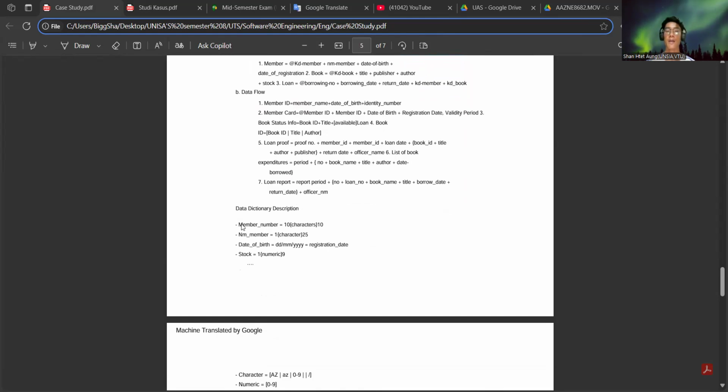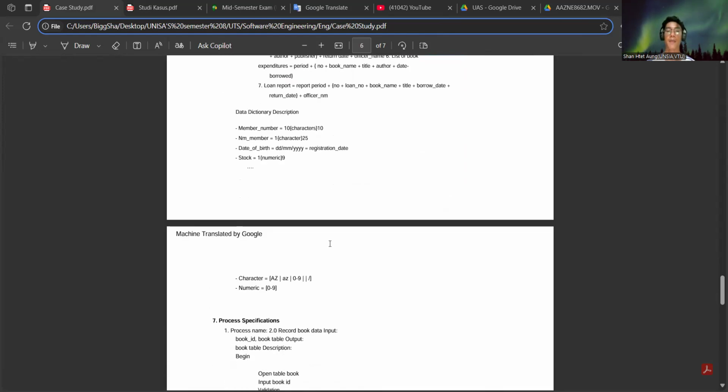Each data feature has a unique value. For example, my ID has only 10 characters, and the date of birth has the format dd mm yyyy.